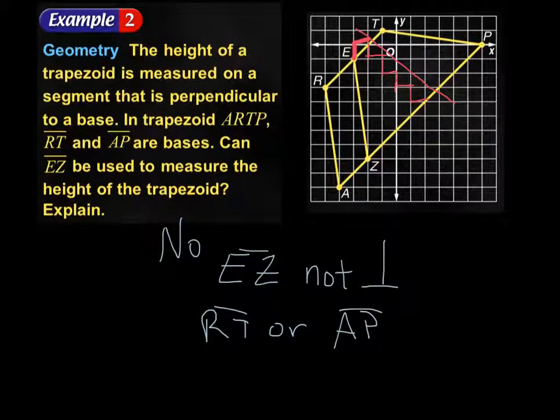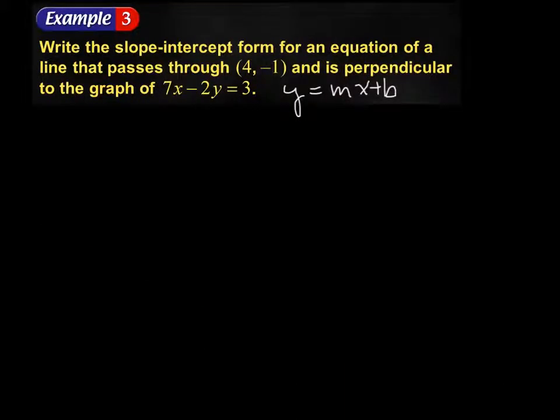Definitely not. Write the slope-intercept form for an equation of a line that passes through the point (4, -1) and is perpendicular to the graph of 7x minus 2y equals 3. Okay, they were a little bit rude because if they had solved for y and put it in slope-intercept form, I could easily grab out my slope, and they didn't.